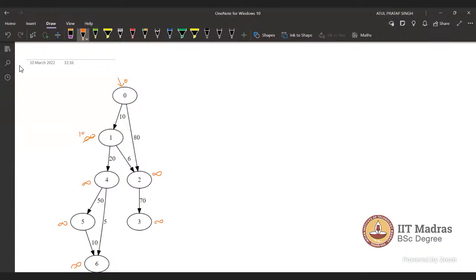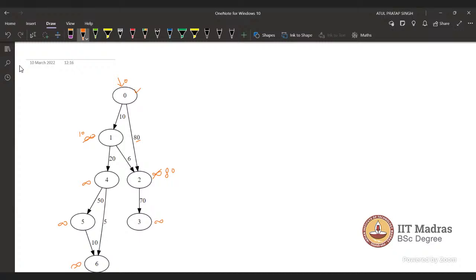Now the second adjacent is 2. We can move from 0 to 2 by 80, and it is also less than infinite. So this becomes 80. Okay, so this is the first step. After updating this, we mark this node as visited. In the algorithm, we will never look at this node again. If we mark a node as visited, we will never look at it again.